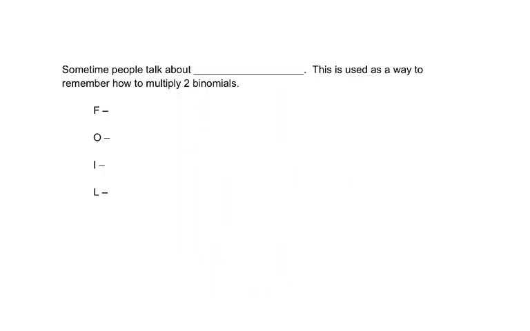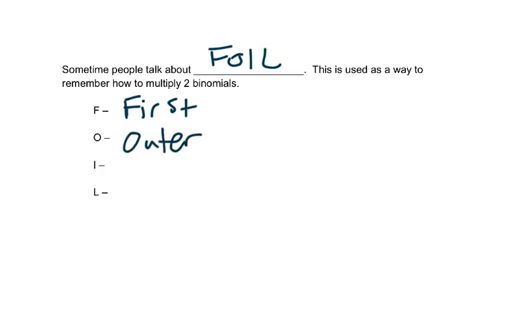Some people talk about the FOIL method. This is a way that some people use to remember how to multiply a binomial times a binomial. F stands for first, O stands for outer, I stands for inner, and L stands for last. And we'll use that on this next example.